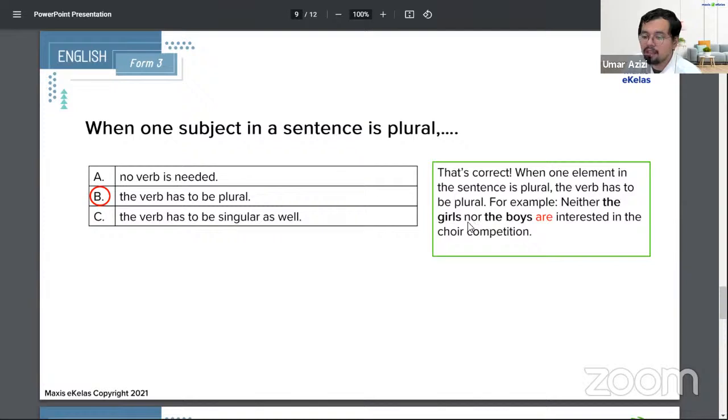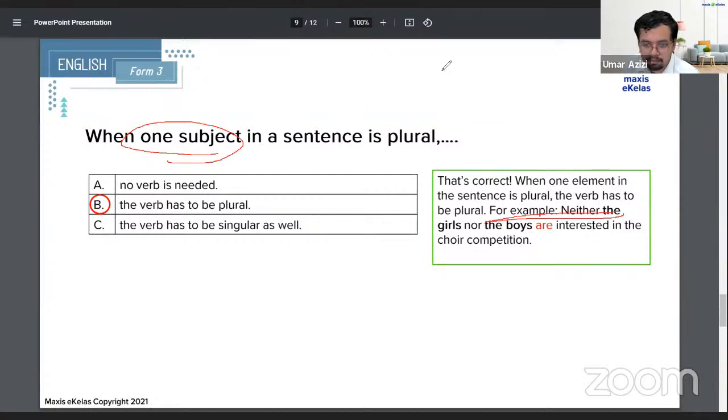So here we have neither the girls nor the boys are interested in the choir competition. Here, both things are plural, but even if only one is plural, you use the plural form of the verb, if that makes sense. So neither Sarah nor the boys are interested in the choir competition. If I switch the boys with a singular item, for example, neither the girls nor Ahmad are interested in the choir competition, because one of the subjects is plural. Hold on. If you're confused about what the subject is: the girls is a subject, the boys are subjects, okay?